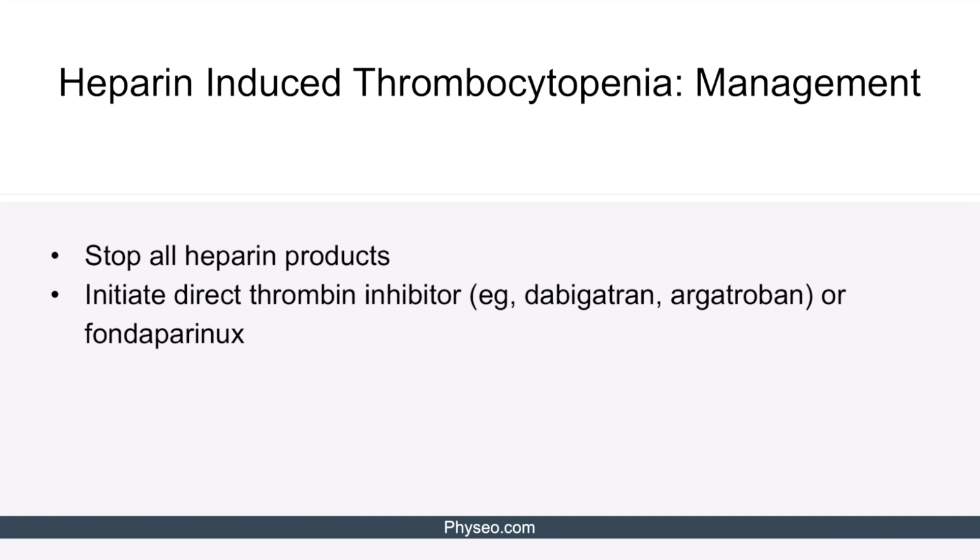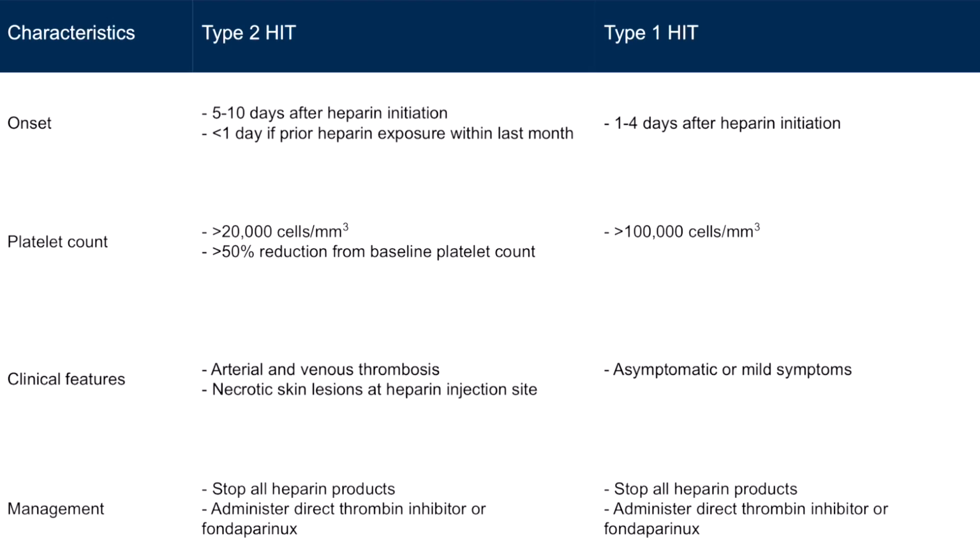Management for heparin-induced thrombocytopenia is to stop all heparin products. Additionally, since patients with heparin-induced thrombocytopenia are in a hypercoagulable state due to platelet microthrombi, one should initiate a direct thrombin inhibitor like dabigatran or argatroban. We can also use fondaparinux. Here's a table summarizing all the concepts that we discussed for type 1 and type 2 heparin-induced thrombocytopenia.